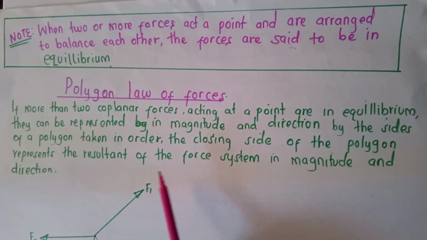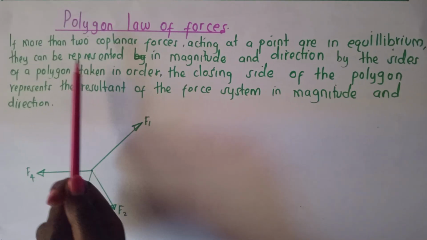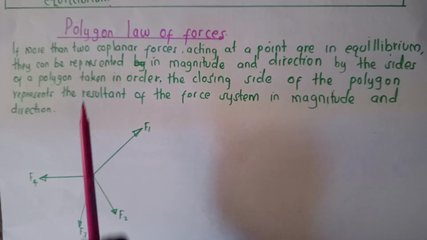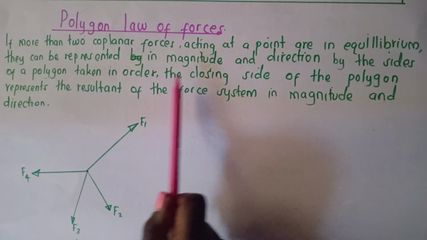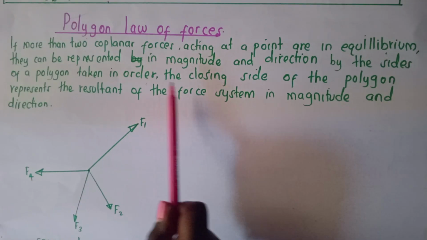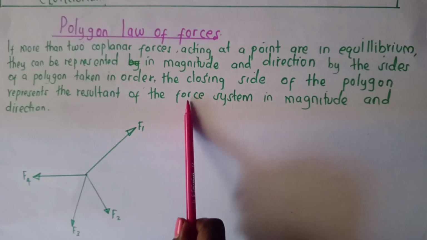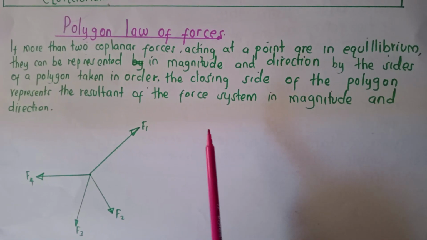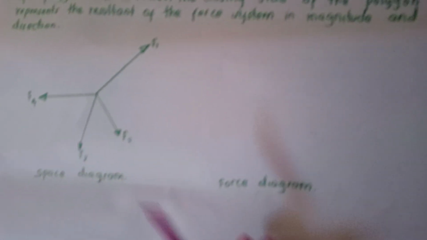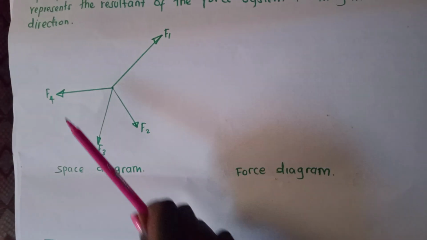Now, law number 3 of forces is the polygon law of forces. In the polygon law of forces, if more than two coplanar forces acting at a point are in equilibrium, they can be represented in magnitude and direction by the sides of a polygon taken in order. The closing side of a polygon represents the resultant of the force system in magnitude and direction. Please consider the diagram here. I have a diagram with a number of forces. We have force 1, force 2, force 3, and force 4.